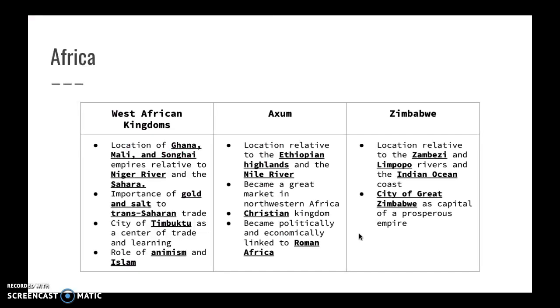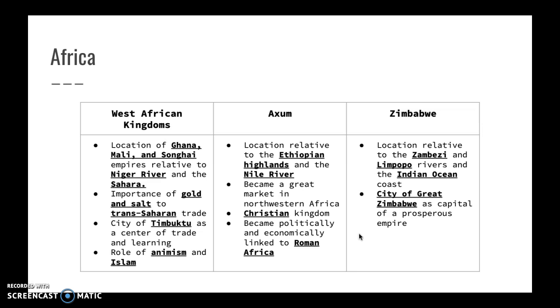Africa. There's 3 parts of Africa that you need to be well versed in: the West African kingdoms, Axum, and Zimbabwe. There's 3 West African kingdoms, Ghana, Mali, and Songhai, that appear in the same place, on that little loop out to the side of Africa. They are relative to the Niger River and the Sahara.